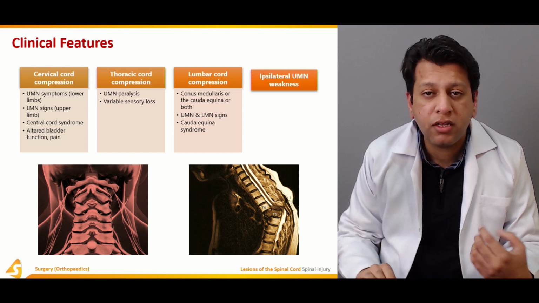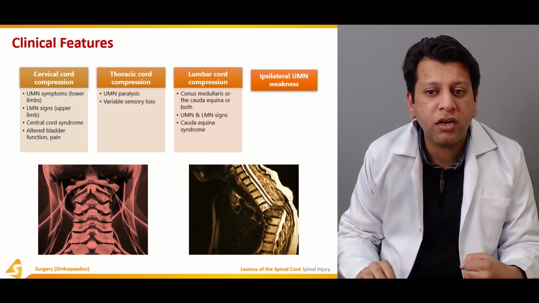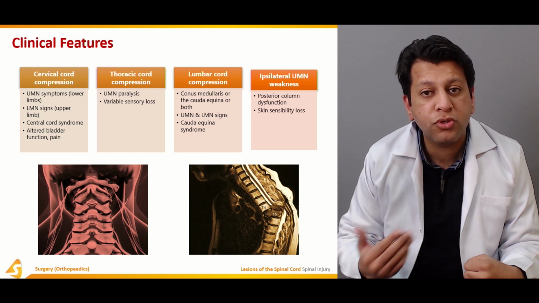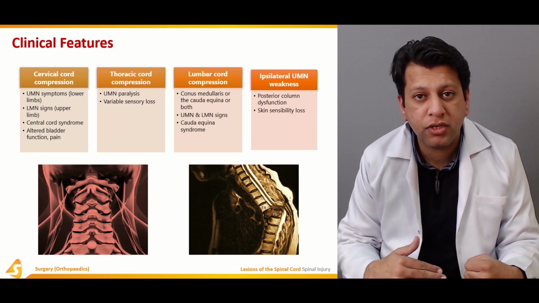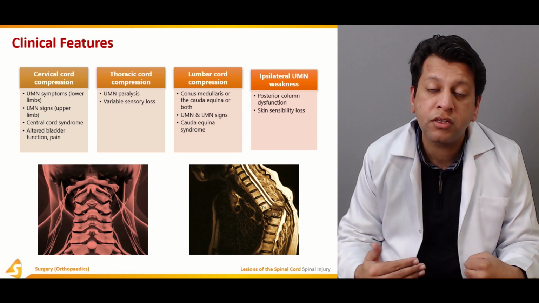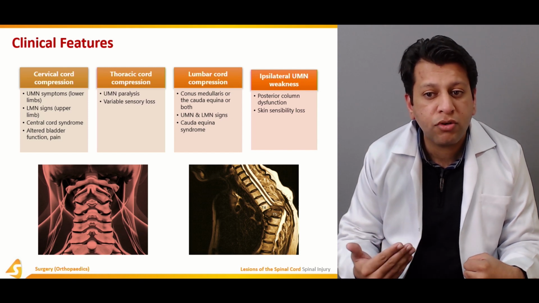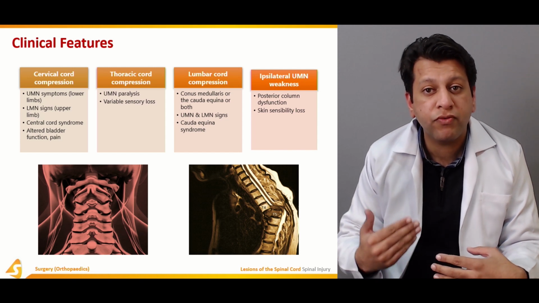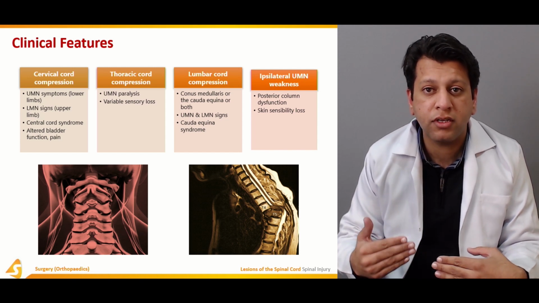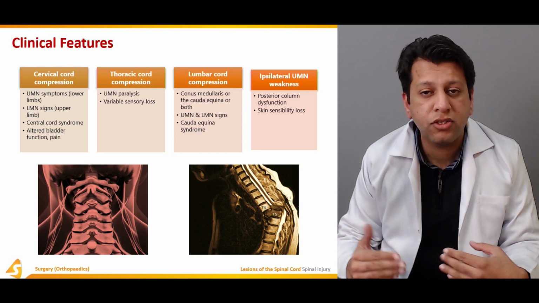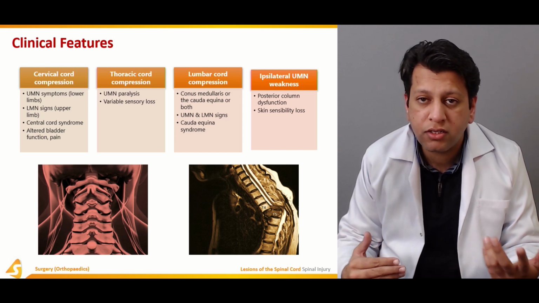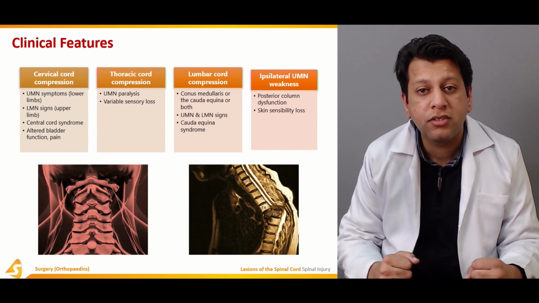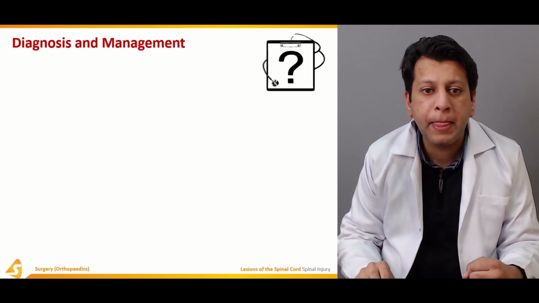Other clinical features may include ipsilateral upper motor neuron weakness, as the posterior column does not decussate to the opposite side. Therefore, if for any reason the posterior column is dysfunctioning or affected, this will result in loss of light touch and vibratory sense on the same side of the body. As it is a sensory tract, it does not cause any motor weakness, but it is usually associated with sensory loss of the body.